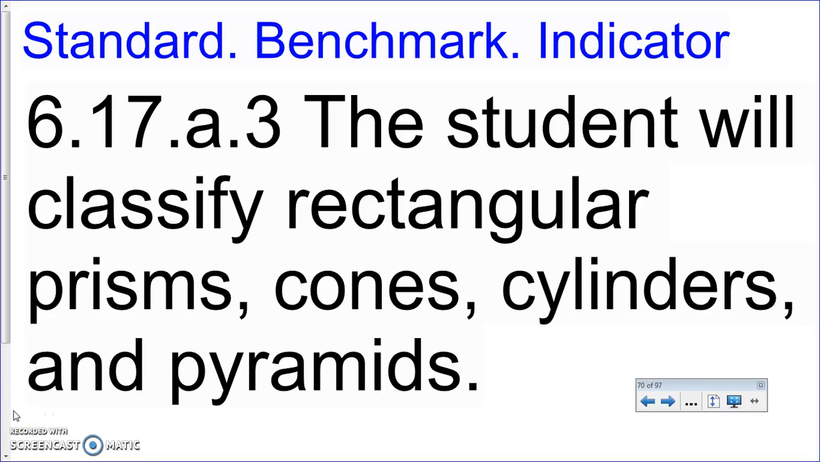Today we are learning about three-dimensional solid figures. Please copy the standard benchmark indicator on a clean page in your math notebook. The student will classify rectangular prisms, cones, cylinders, and pyramids.